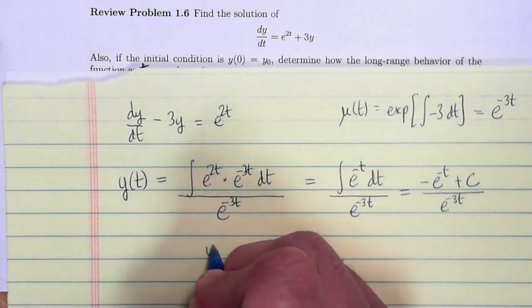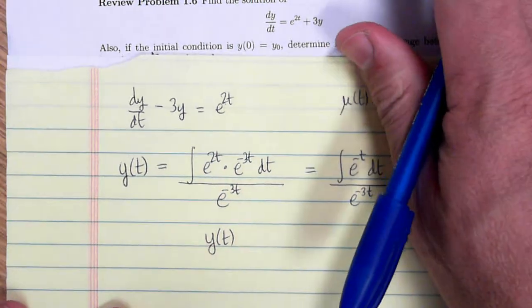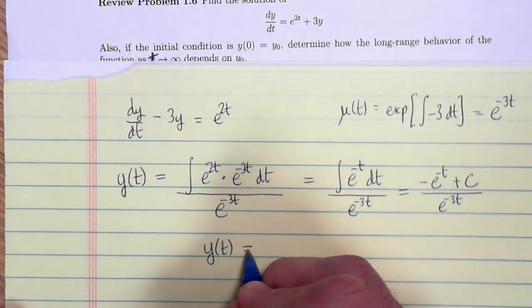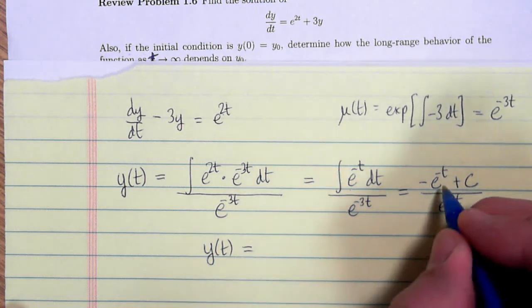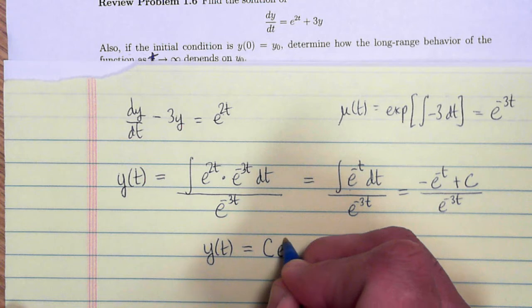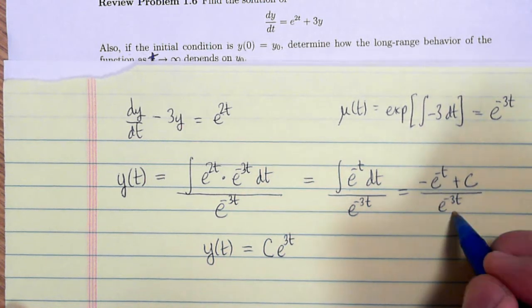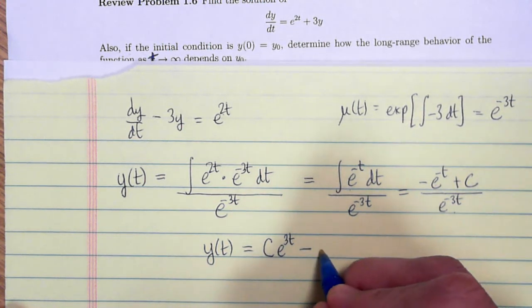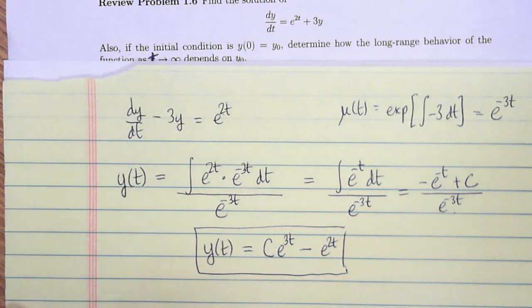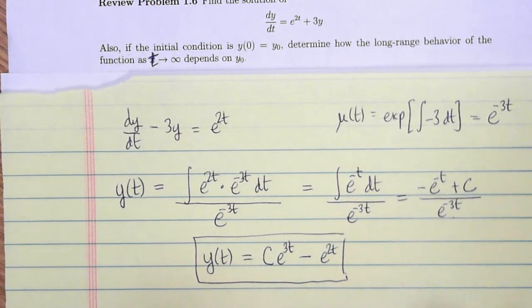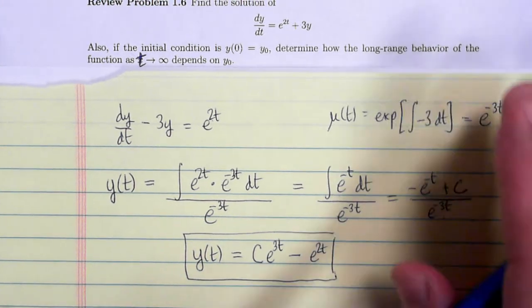And so simplifying this, we get y of t is equal to, the second part here is c times e to the 3t, and then this first part is going to be minus e to the 2t. And so that is the general solution of this initial value problem.